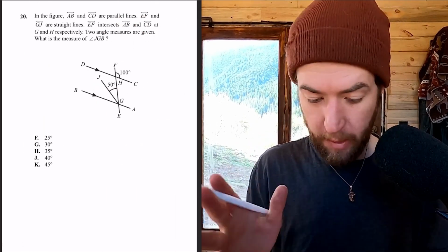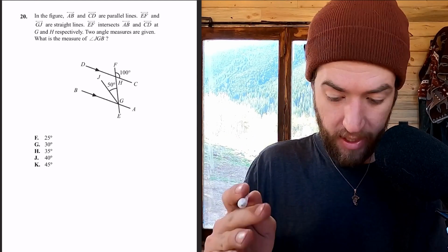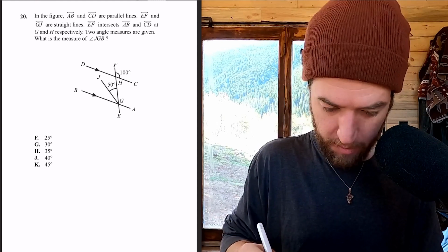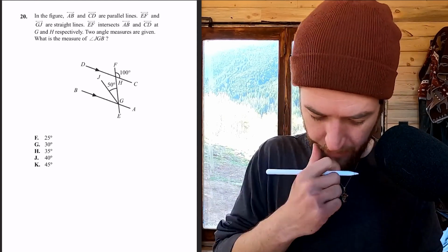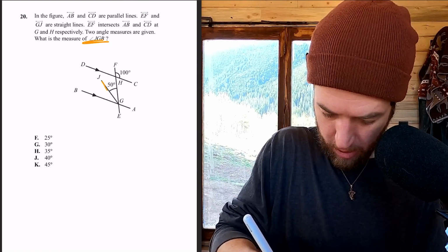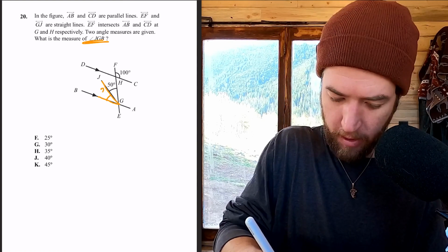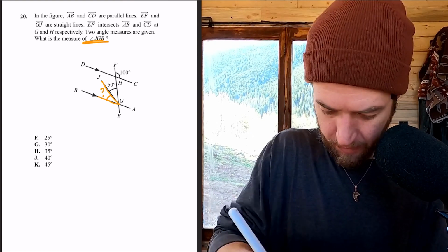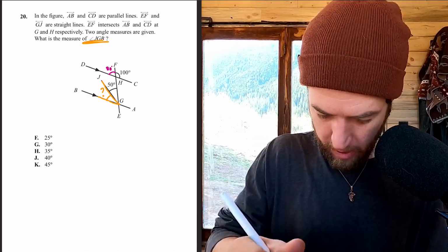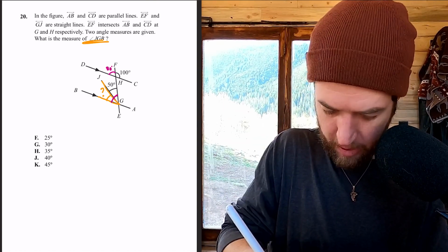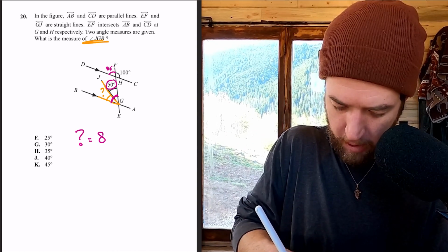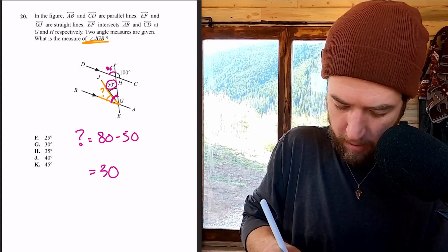Okay, so in the figure, A, B and C, D are parallel lines. E, F and G, J are straight lines. And I'm just going to look at this. E, F intersects A, B, and so on. They have it drawn. Isn't that nice? All right, two angle measures are given. What is the measure of JGB? So they're looking for this angle here. And we know if that's 100 up there, then this is 80 to make 180 in total. And if that's 80, that means this whole thing is 80. And if this whole chunk is 80 and that's 50, then the question mark is just equal to 80 minus 50, which is 30 degrees. Answer G.